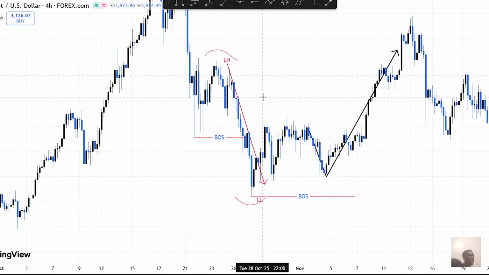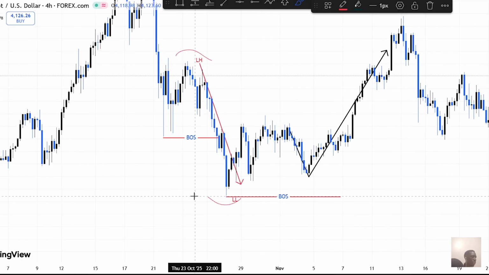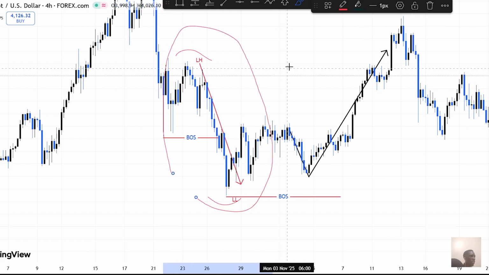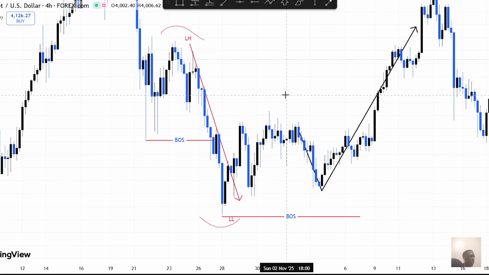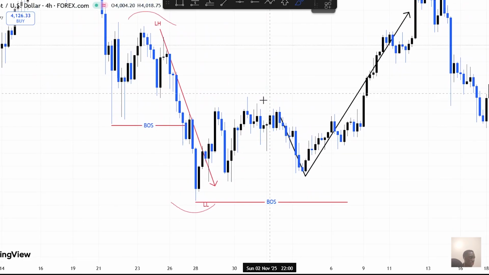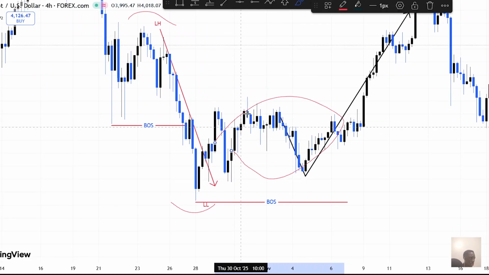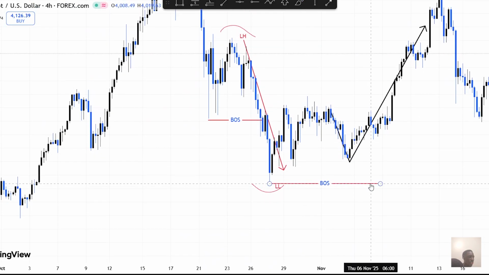As a trader, you must understand that our main focus is the major structure, which is this, not the minor structure or the internal structure, which is this. So price has to break this low for us to consider entering.